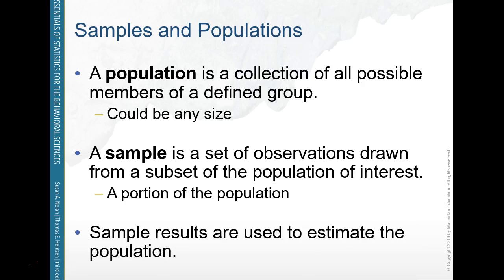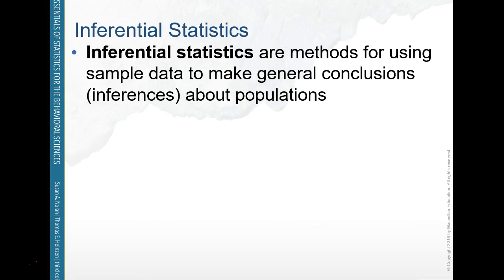But typically the populations are much larger that we're interested in studying. So we need to take a sample, a small group, a subset of the population, and then we use our sample results to estimate what we think is happening in the population. And inferential statistics are methods that we use to make these conclusions or inferences, right? Inferential statistics, we make inferences about populations based on our sample data.